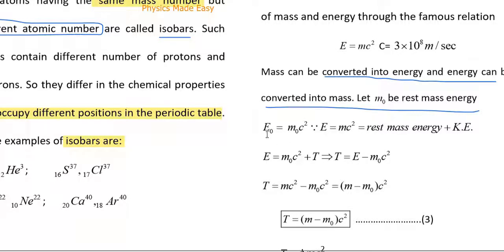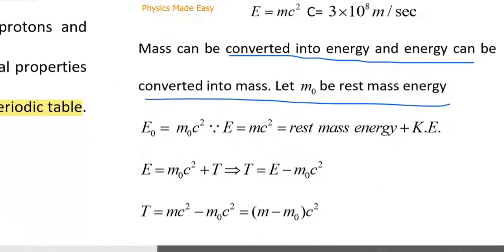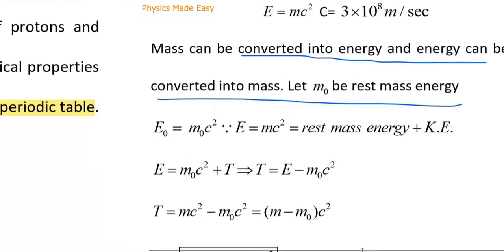So rest mass energy E naught is equal to m naught c square. E is equal to mc square is rest mass energy plus kinetic energy. Note this fact. This is a very important fact, and we cannot afford to ignore it.